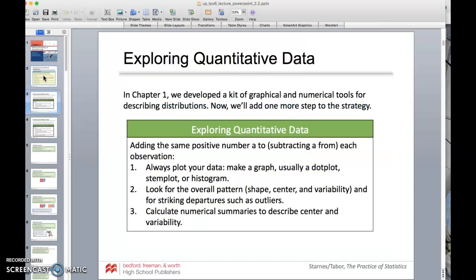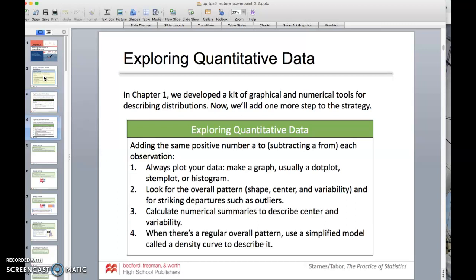So getting going today. In Chapter 1, we got, as they call, a kit of different tools for describing distributions, and remember our socks and all that. We're going to add one more step to that. So we already have these types of things. Always plot your data, look for the pattern, shape, center, variability, outliers, calculate summaries. We have different things like the standard deviation, the range, the mean, median, all that stuff.